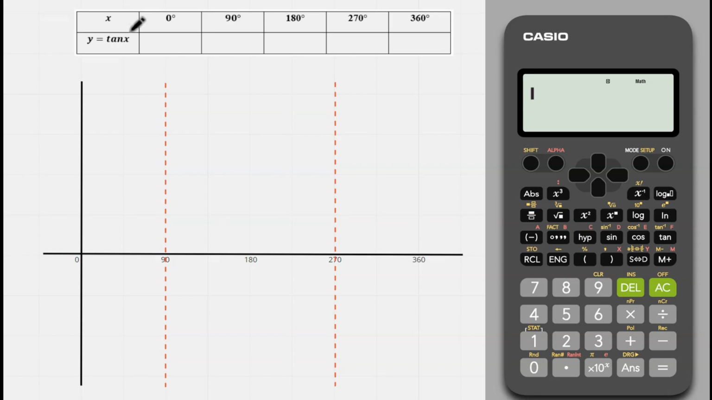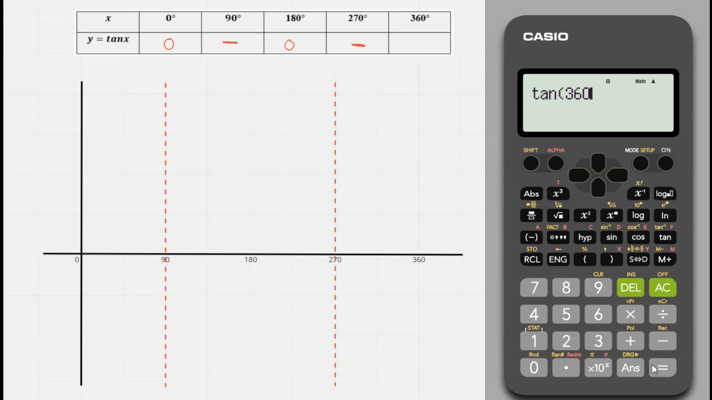As in the case of sine and cosine, we have taken an interval of 90 in this case also. But let us quickly find the values. Tan of 0 is 0. Tan of 90 is undefined. We know this, we'll get no answer here. Tan of 180 is again 0, and tan of 270 will again be undefined. We have already done that. Tan of 360 is again 0.